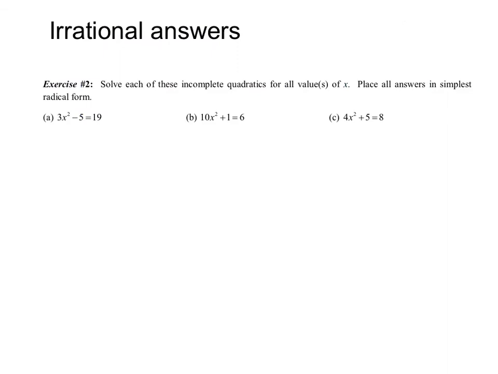All right, our next set of examples are going to have irrational answers. And of course, irrational means something with a radical. Exercise 2. Solve each of these incomplete quadratics for all values of x. Place all answers in simplest radical form. So you have to simplify the radical. All right, so I'll do the first one with you, and then you try the next two on your own.